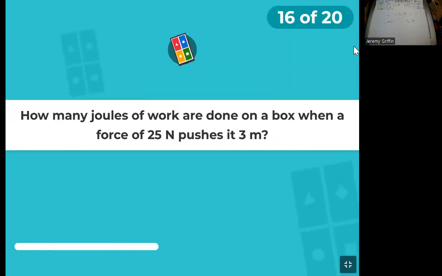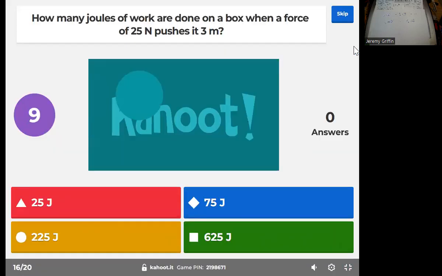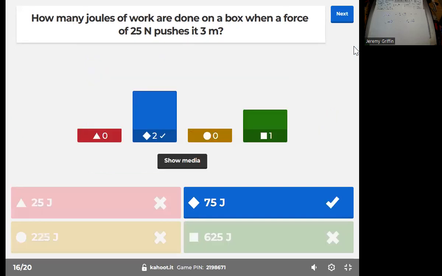How many joules of work when you're pushing 25 newtons for 3 meters? Yeah, force times distance. Okay, if you have 3 quarters, do you have 75 cents? Same math going on right here, right? So 25 newtons times 3 meters, get 75 joules, right?